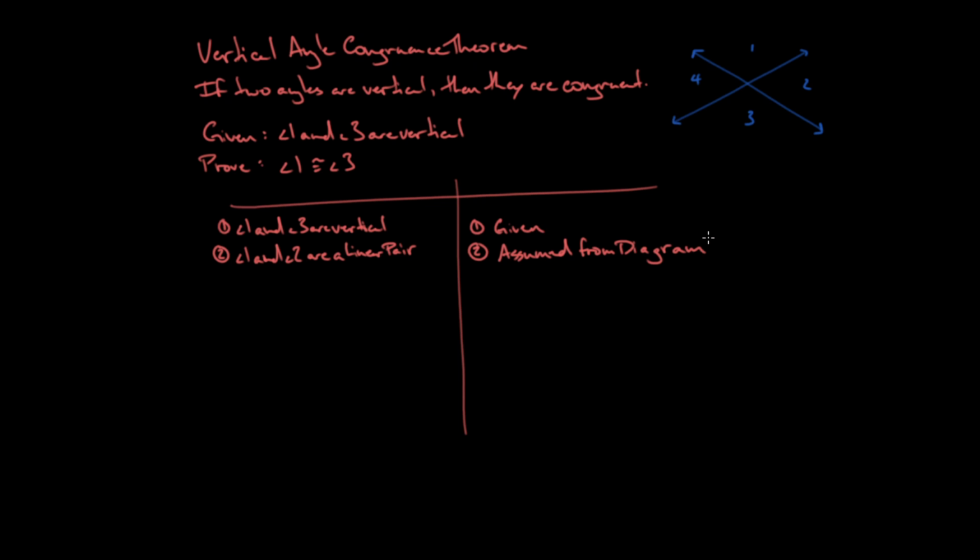Assumed from diagram. Okay, so there's only a couple things I can do that for. This is one of them. Vertical angles are another one, but this is not something that we should be using all the time. So angle 1 and angle 2 are a linear pair, and as long as I'm at it, I might as well talk about angles 2 and 3. Angle 2 and angle 3 are a linear pair.